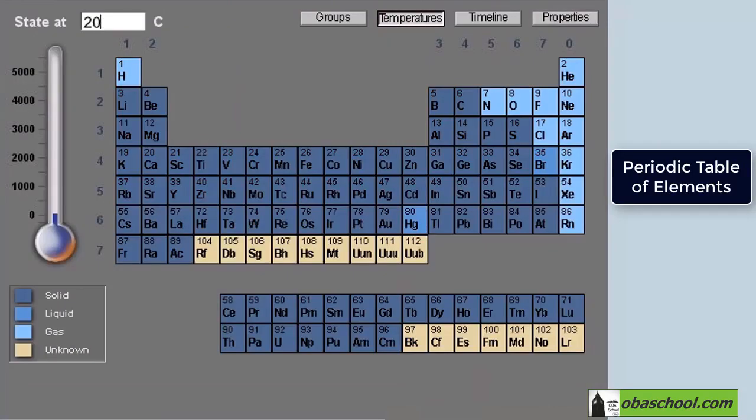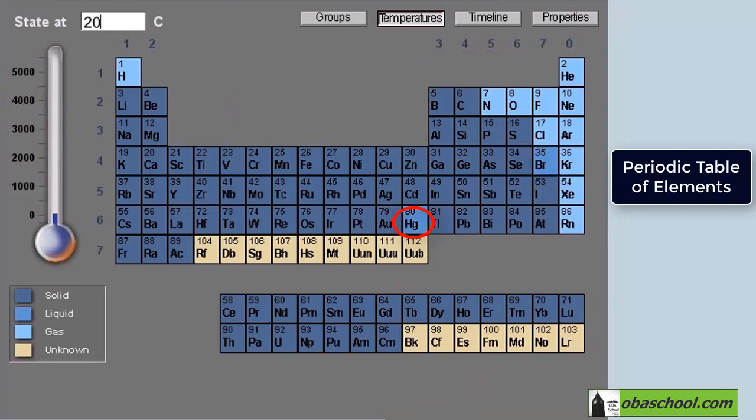Here you can see the states of the elements at room temperature, which is about 20 degrees Celsius. Elements can be solids, liquids, or gases. Notice that mercury and bromine are both liquids at room temperature at 20 degrees Celsius.